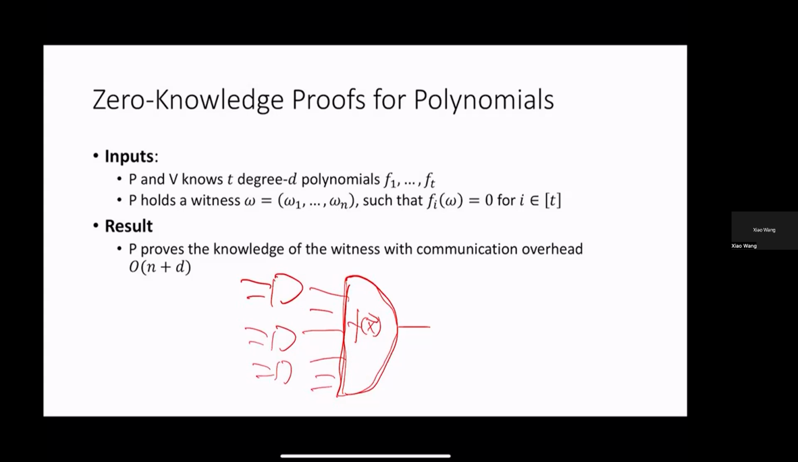So essentially, in the end, the communication is only linear in the highest degree of the polynomial. Even if we have many polynomials, the communication does not depend on the number of polynomials, but only on the highest degree among all the polynomials in the circuit. This is very nice, because you can see that this bound is independent of t, so that's great.